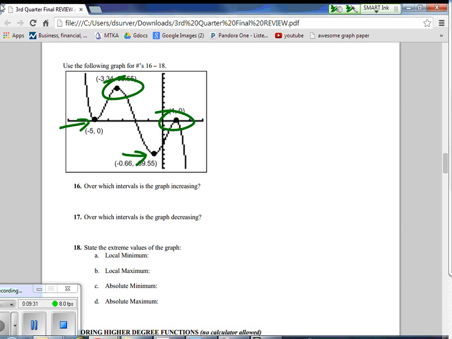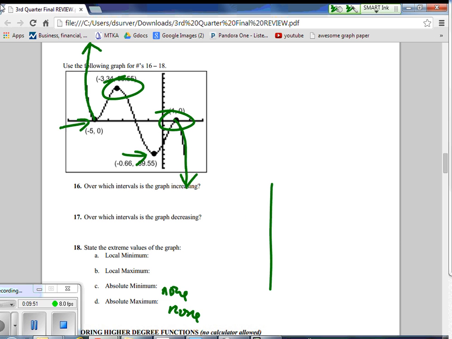And then there is no absolute max, because see how the graph is going up here, and it's going to keep going up, meaning there's no maximum for it. And this one keeps going down forever, so there's no absolute minimum. So in both of these, it would be none. Is there ever? Yes, there is.